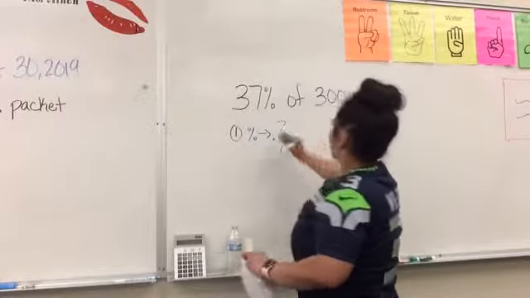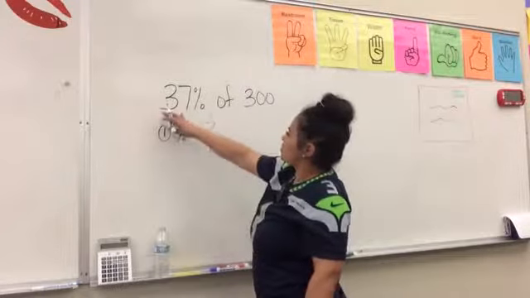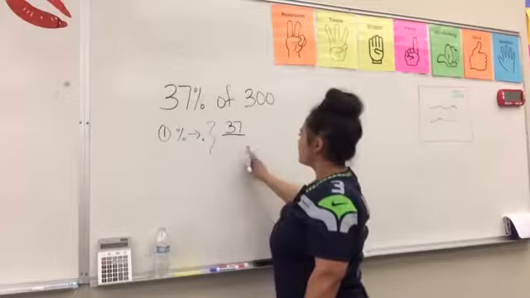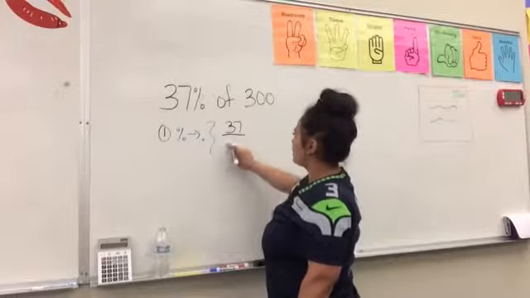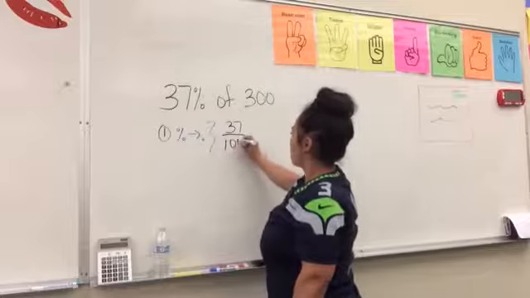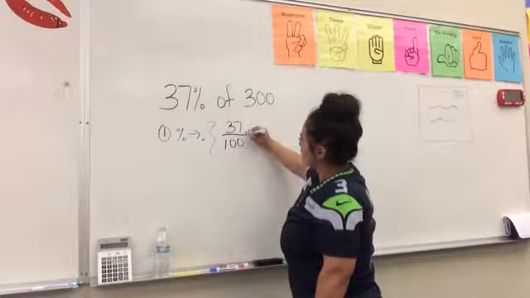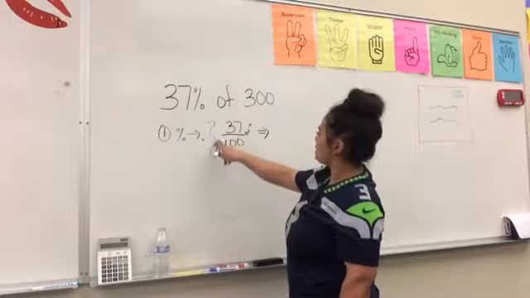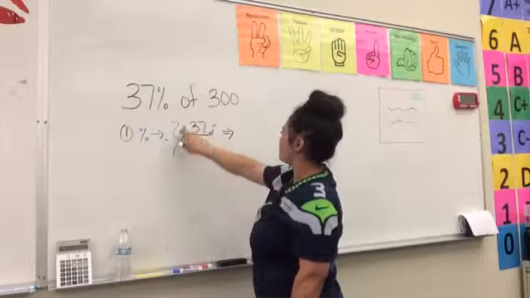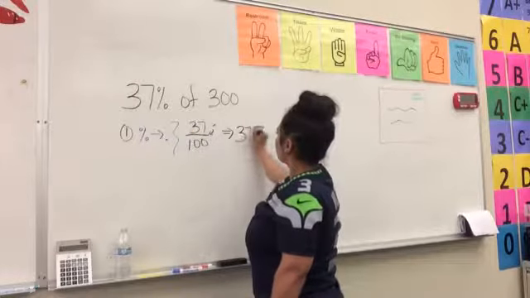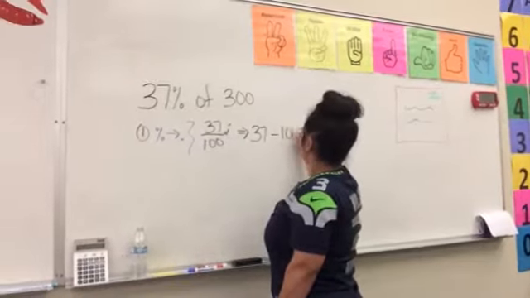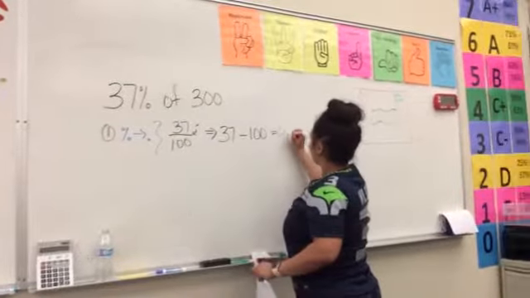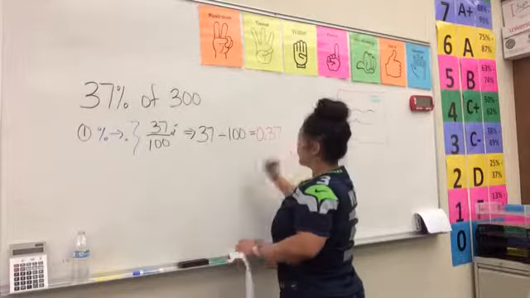So our percentage we're working with is 37%. So I'm going to write 37. And because I'm trying to turn it into a decimal, I have to divide it by 100 because 100 is a whole. As a reminder, this line right here means to divide. So in my calculator, I'm going to put 37 divided by 100. We read it from top to bottom. 37 divided by 100. And that equals 0.37.